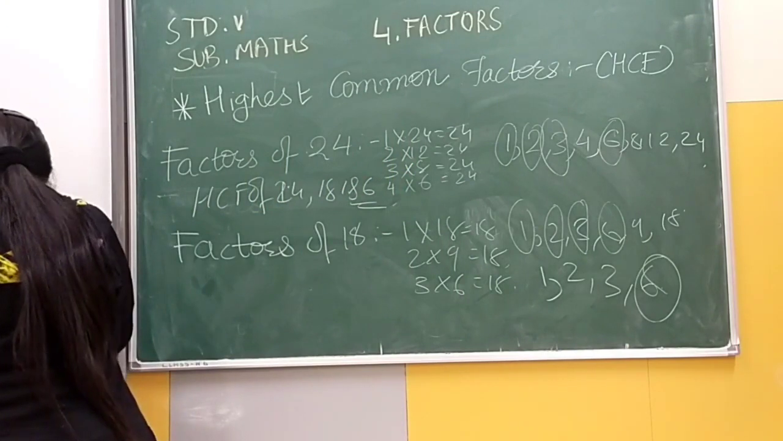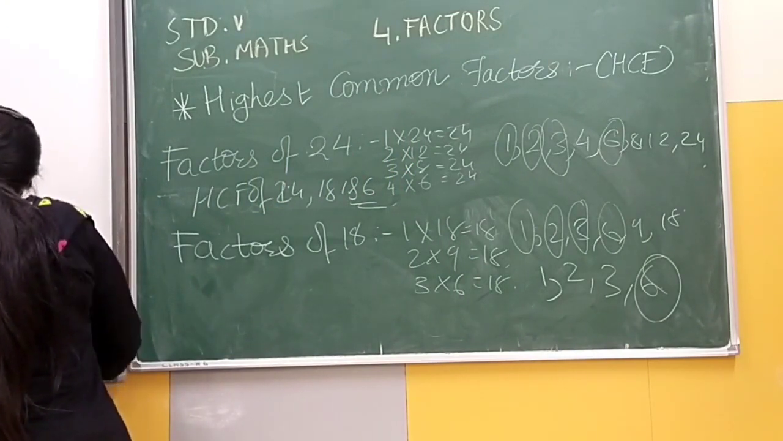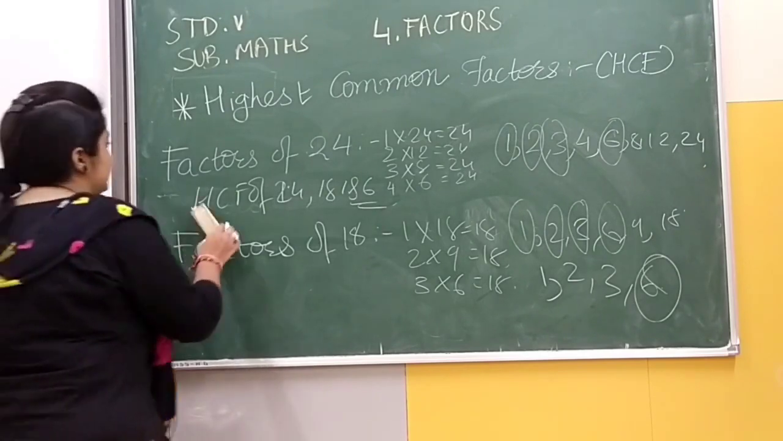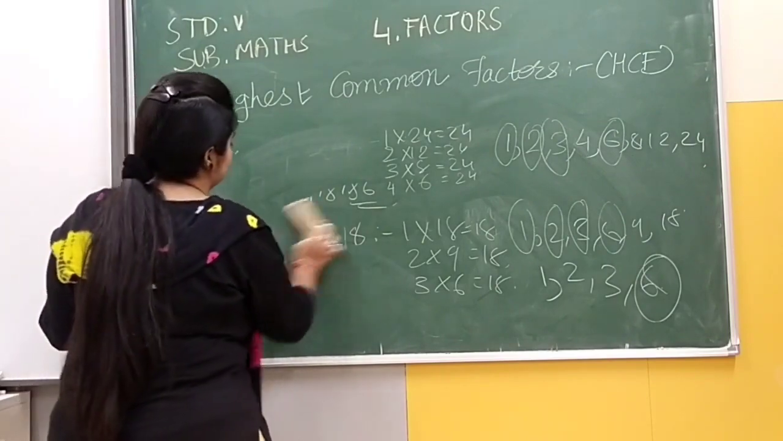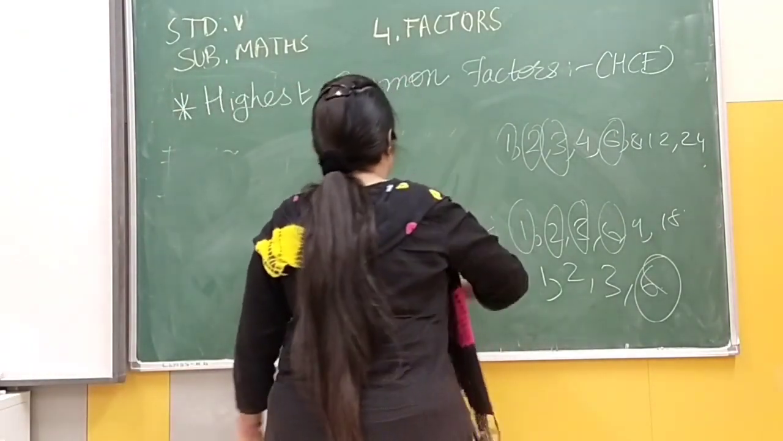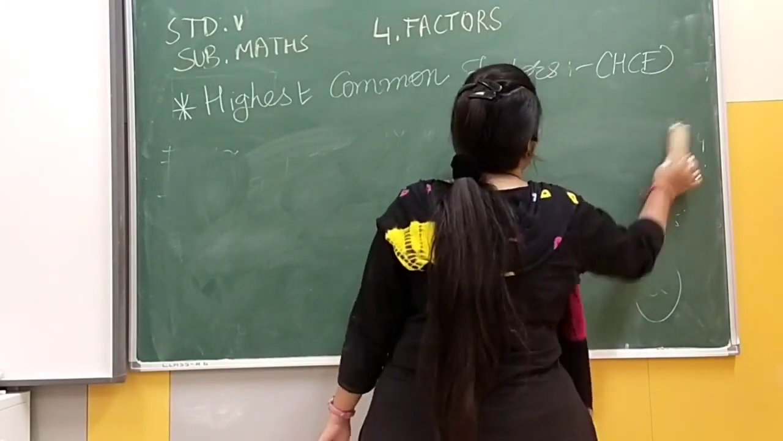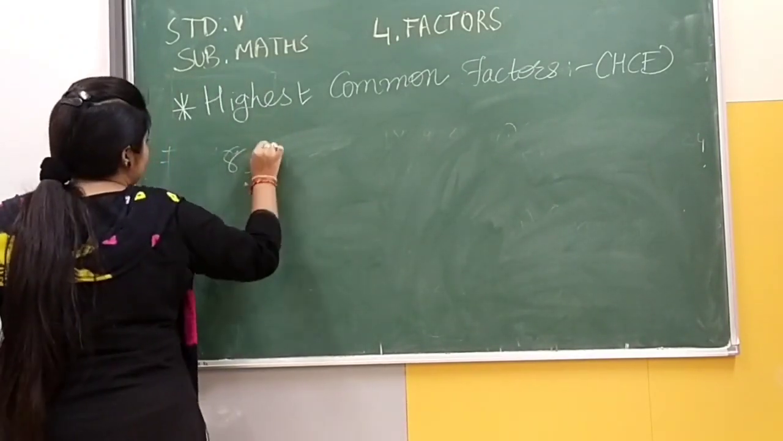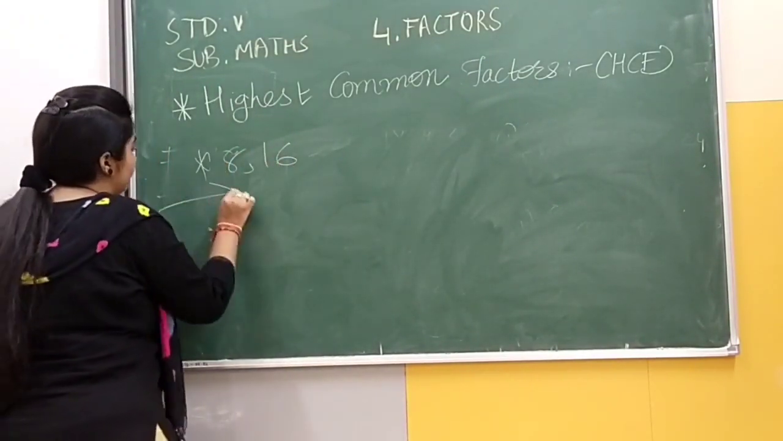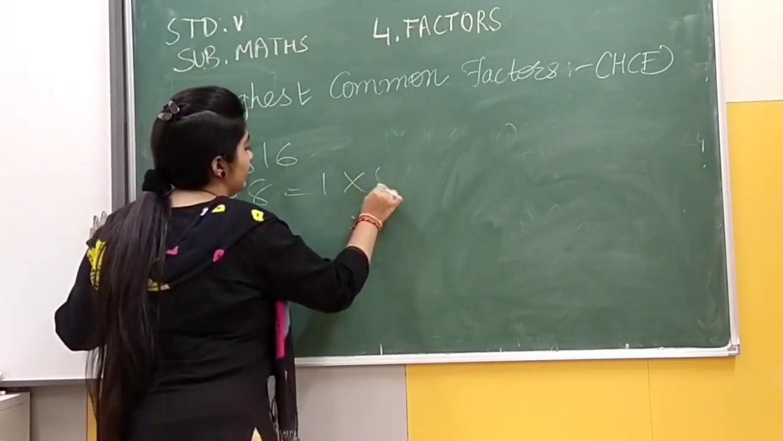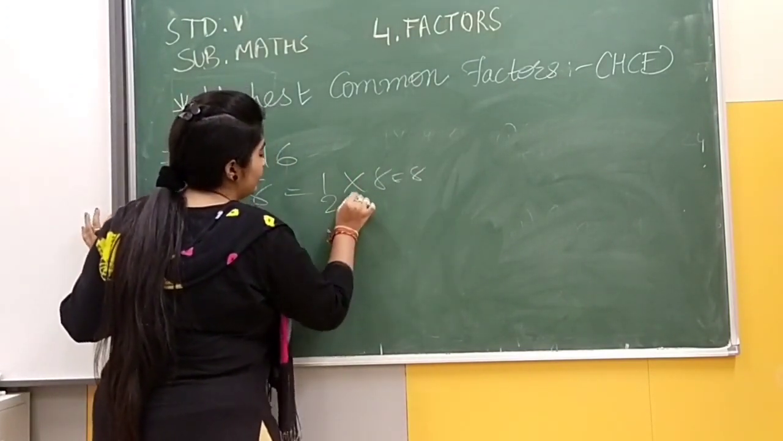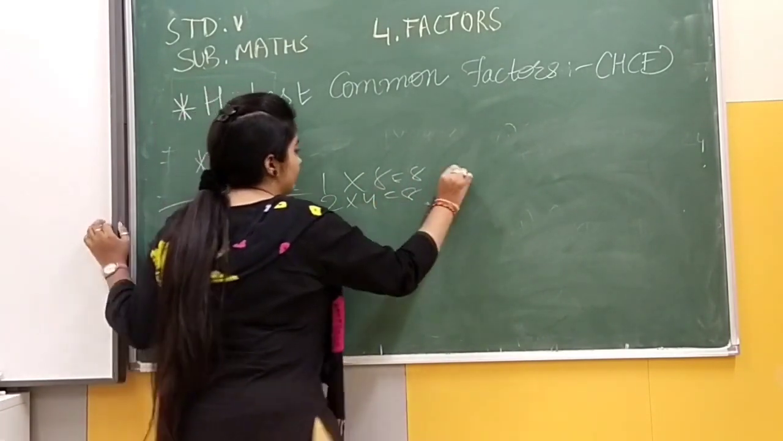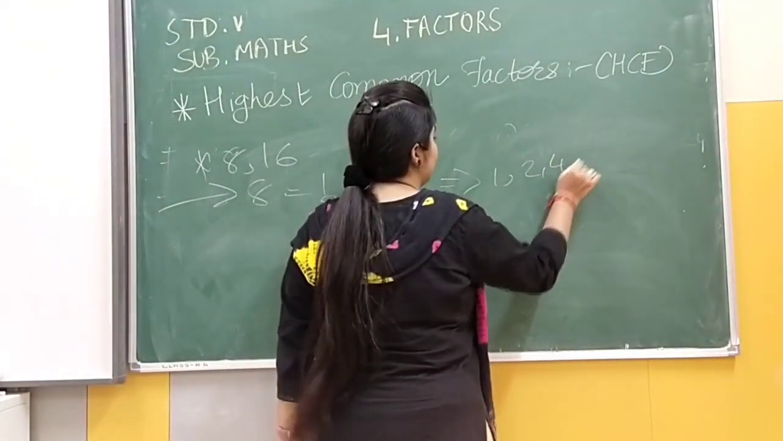Let us discuss more examples. That is 8 and 16 I am taking. Factors of 8 are starting from 1. 1 into 8 is 8. 2 into 4 is 8. Then we have factors as 1, 2, 4 and 8.